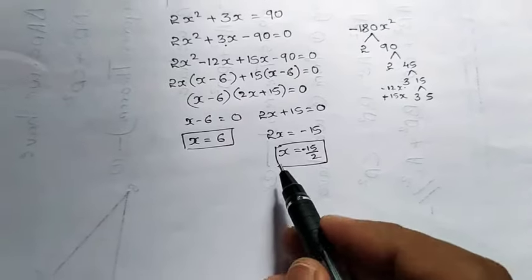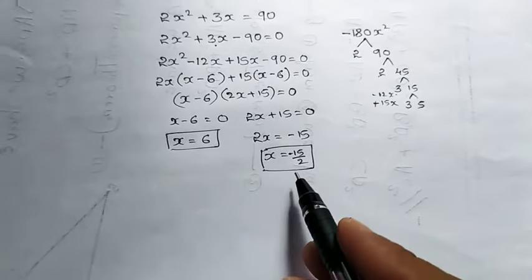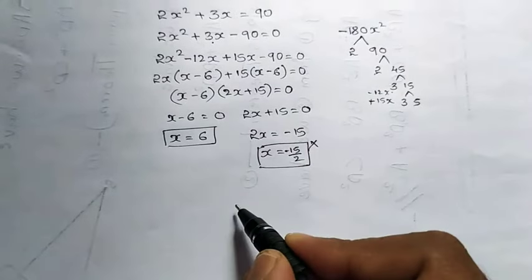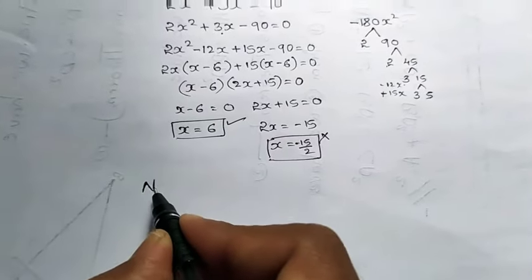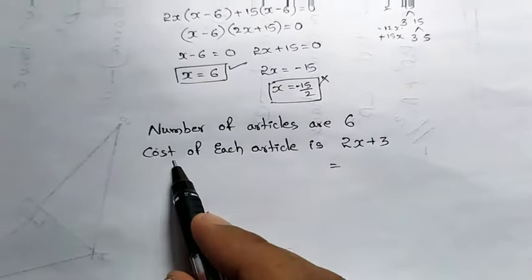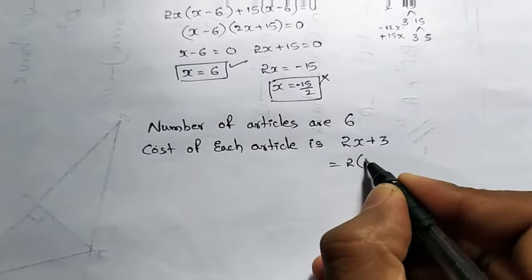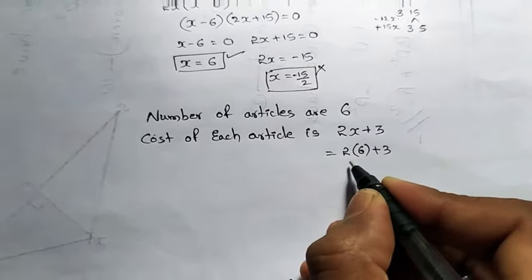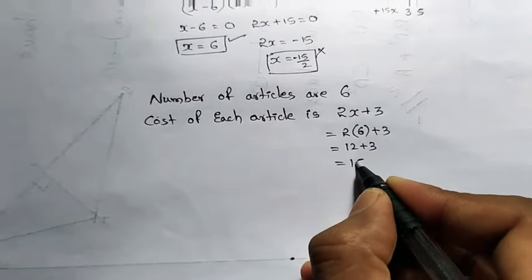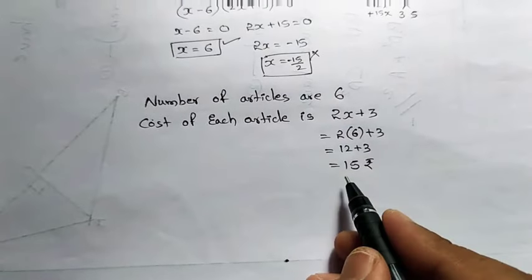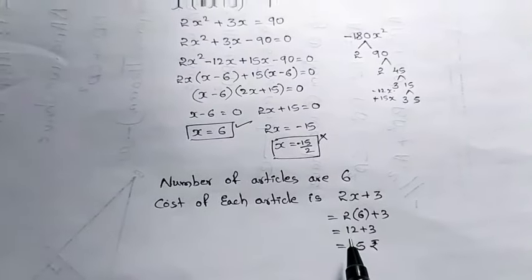Okay, so usually when counting the articles or any parts, we count in the positive way, not in negative. So we have to take positive numbers. So the number of articles will be 6, and the cost of each article is 2x plus 3, means 2 into 6 plus 3, 2 6s are 12 plus 3, so 15. So each article costs 15 rupees. Okay, understand? So once again you do yourself.